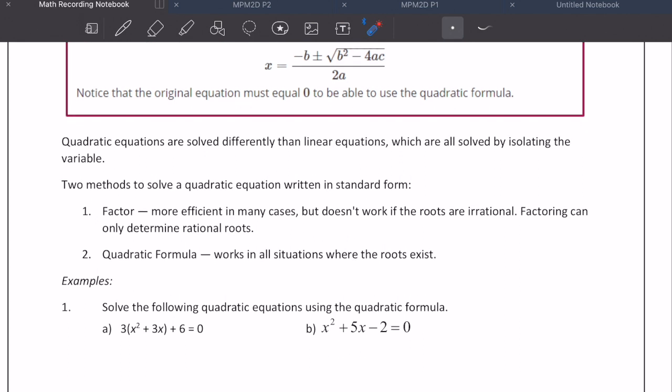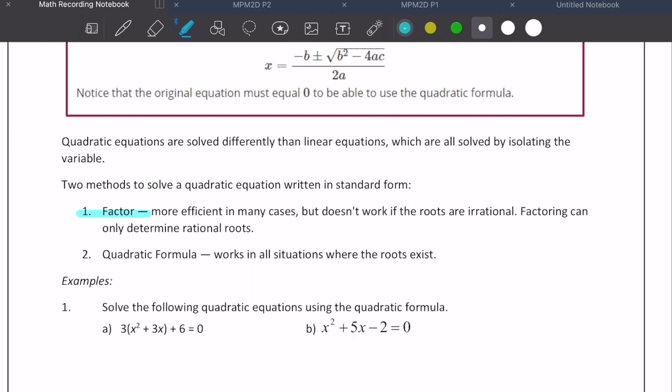Quadratic equations are solved differently than linear equations, which are all solved by isolating a variable. There are two methods to solving quadratic equations written in standard form. The first one we've already started working on, and that is factoring. It's more efficient in many cases, but it doesn't work if the roots are irrational. Factoring can only determine rational roots.